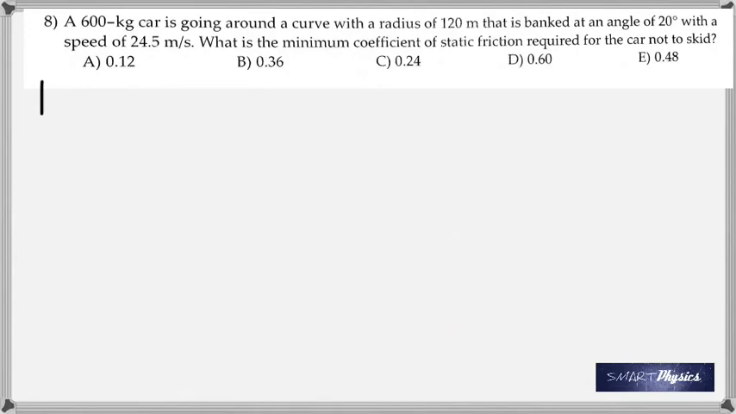Number 8: a 600 kilogram car is going around a curve with a radius of 120 meters, that is banked at an angle of 20 degrees with a speed of 24.5 meters per second. What is the minimum coefficient of static friction required for the car not to skid? So when you read this problem, you understand that the amount of banking is not enough to keep the car going around that curve. So you also need friction, and we are asked to find the coefficient of static friction.